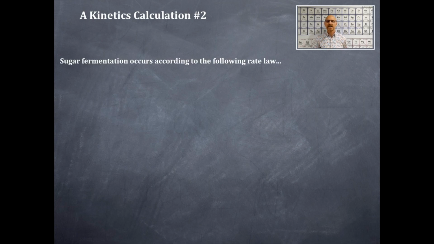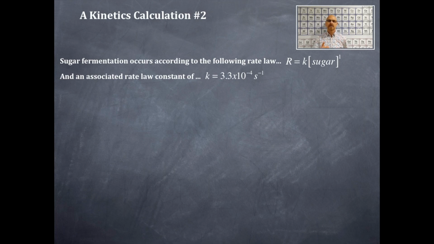Okay, sugar fermentation occurs according to the following rate law. R is equal to K, concentration of sugar to the first power. We already did this one. You do know that this is first order kinetics, because the order of this reaction is first, because the exponent is a 1. Okay, and an associated rate constant of K is equal to 3.3 times 10 to the negative 4 per second. We did do this already. There's the integrated first order rate law.